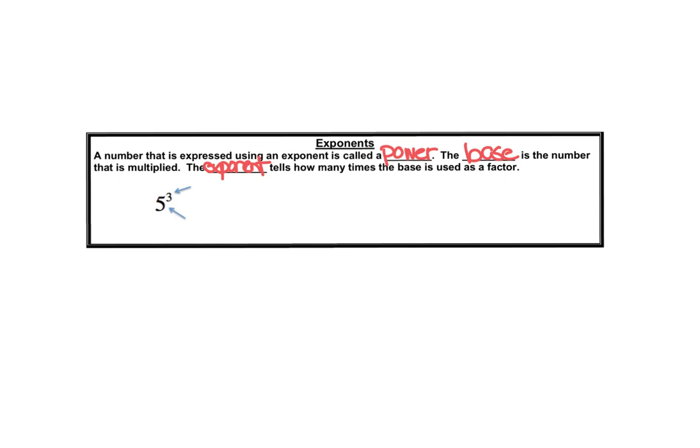So let's go ahead and, well, this is our exponent, and then the 5 is our base. And what that looks like then is if I have 5 to the third power, I have 5 times 5 times 5, and that would be equal to 125.